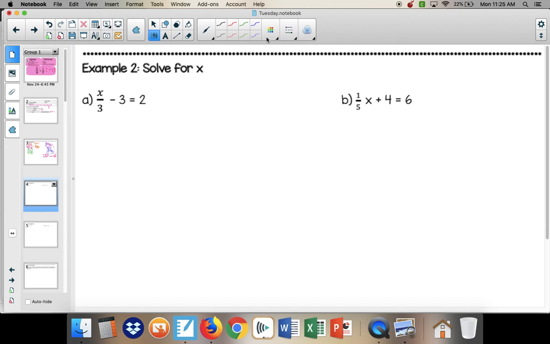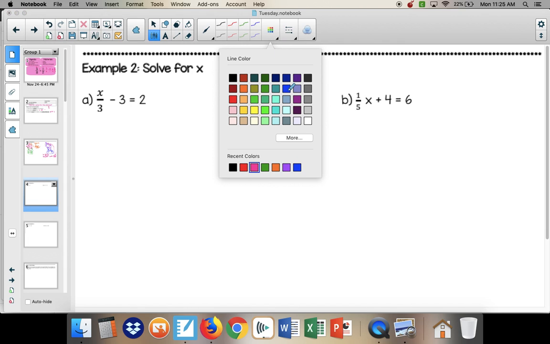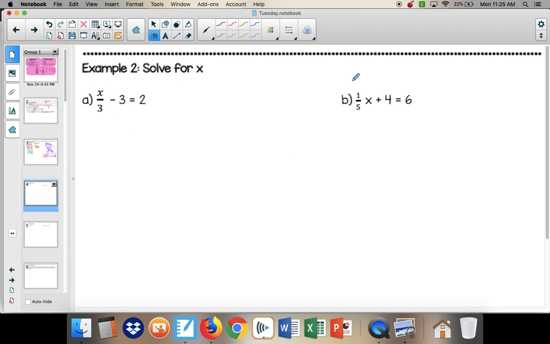All right, so we're working with undoing multiplication. Now, as you notice, they're fractions, so we're going to work through those. So let's draw our line. I am subtracting 3. What is the opposite of subtracting? If you thought or said addition, then you were correct. So we're going to add 3. So x divided by 3 equals 2 plus 3 is 5.